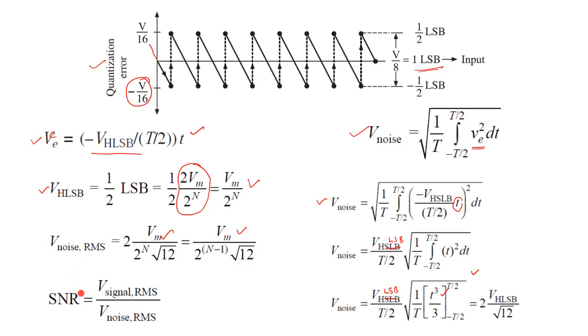So, we found the V noise RMS and the V signal RMS. We know V signal RMS is Vm by root 2, and V noise RMS is this. Just by substituting, we will find the SNR, that is called signal to noise ratio. This is your signal RMS and this is your noise RMS, so we will get the ratio of signal to noise. Then again we will convert it into decibel, we will see it in the next class, and also we will see various types of ADC, then the Shannon theorem, all these things we will cover in the next lecture.